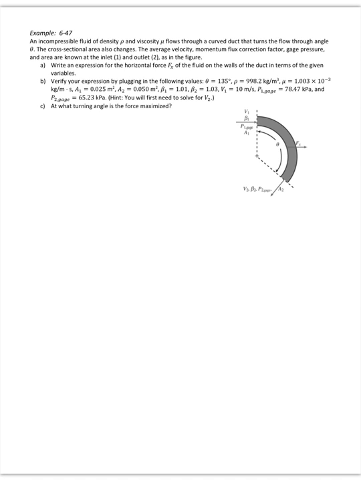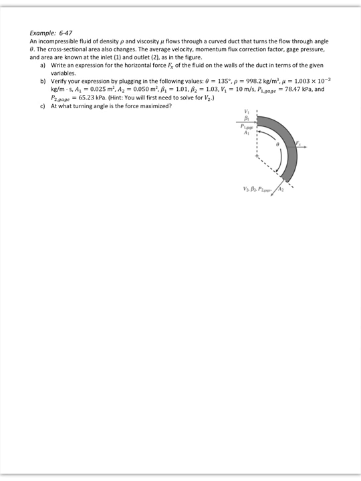Okay, so this example says an incompressible fluid of density rho and viscosity mu flows through a curved duct that turns the flow through angle theta. The cross-sectional area also changes. The average velocity, momentum flux correction factor, gauge pressure, and area are known at the inlet 1 and outlet 2 as in the figure. Part A says, write an expression for the horizontal force F sub x of the fluid on the walls of the duct in terms of the given variables.